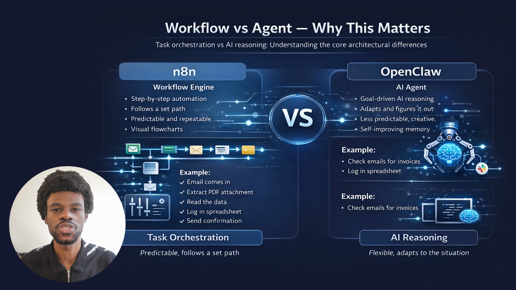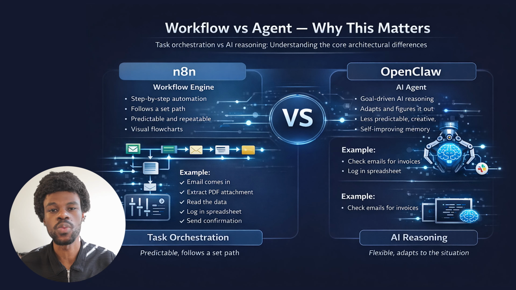So here's a practical version. Say, for example, you want to automatically process invoices from your email. With n8n, you build a workflow. The email comes in, you extract the attachment, read the PDF, pull out the numbers, and add them to a spreadsheet. Then you send a confirmation and every single invoice will follow this exact path. But when it comes to OpenClaw, you'll say something like, check my email for invoices and log them in my spreadsheet. So the OpenClaw agent by itself will figure out the steps it needs to take.